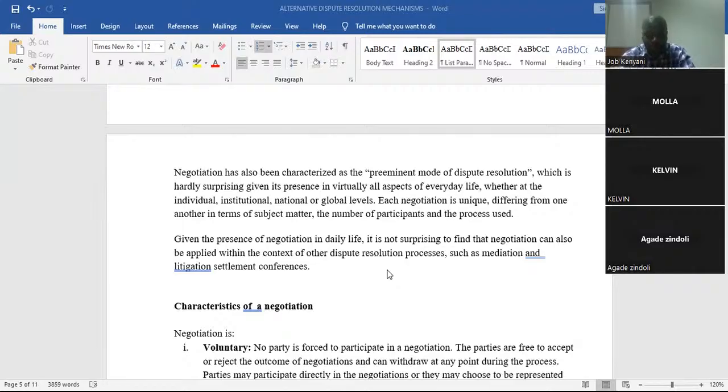Given the presence of negotiation in daily life, it is not surprising to find that negotiation can also be applied within the context of other dispute resolution processes such as mediation and litigation settlement conferences.